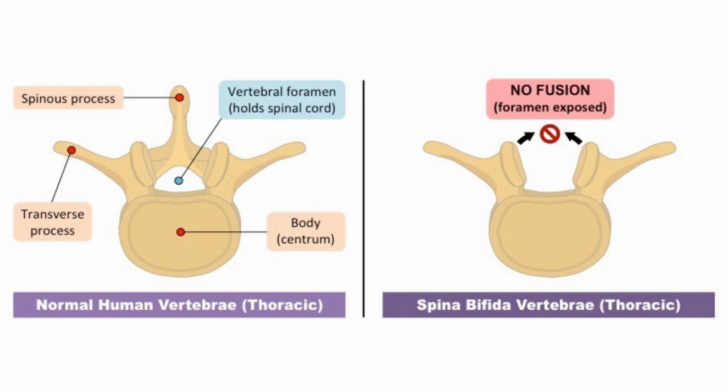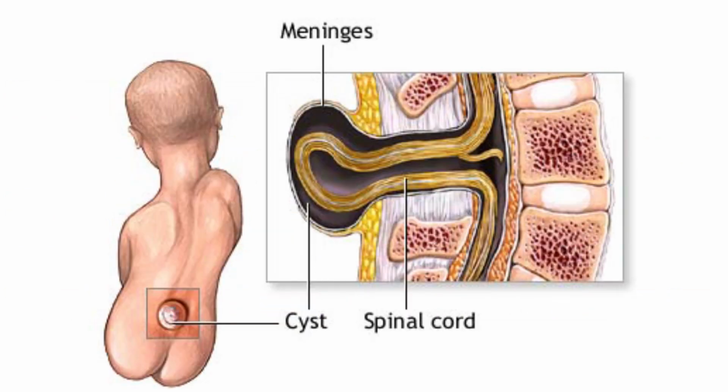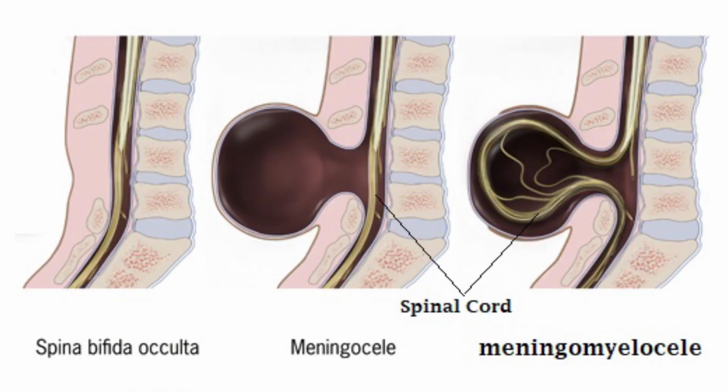Then spina bifida. The two halves of the neural arch may fail to fuse, leaving a gap in the midline. This is called spina bifida. Meninges and spinal cord may be herniated out through this gap. The protrusion of the meninges alone results in the formation of a cystic swelling filled with cerebrospinal fluid. This swelling is called the meningocele. When the spinal cord is also present in the swelling, the condition is called the meningomyelocele.